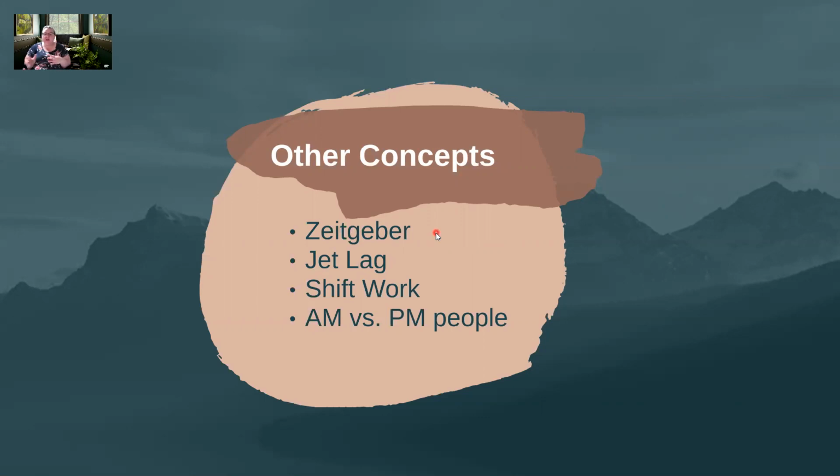So that's basically referring to the environmental cues that might help set our circadian rhythms. So the length of daylight, the degree of temperature around you, those are the types of things that might help regulate your circadian rhythms, or your biological clock, in other words.